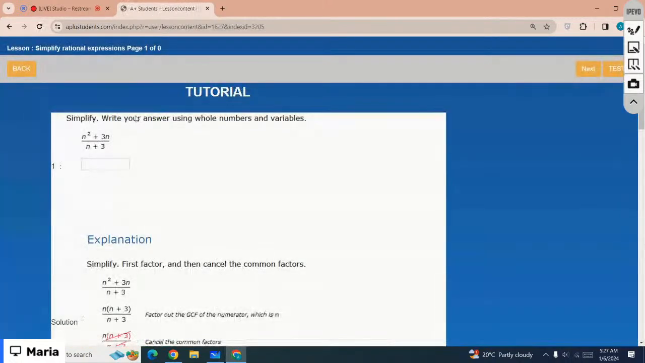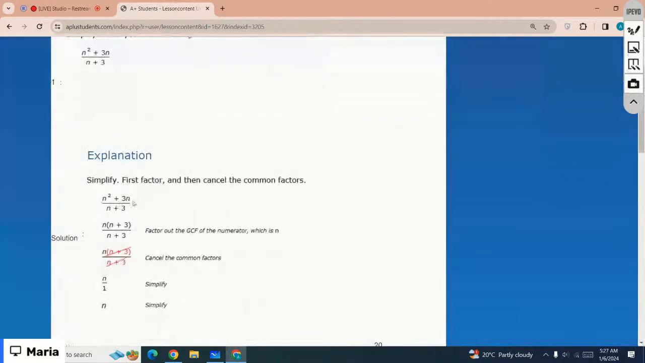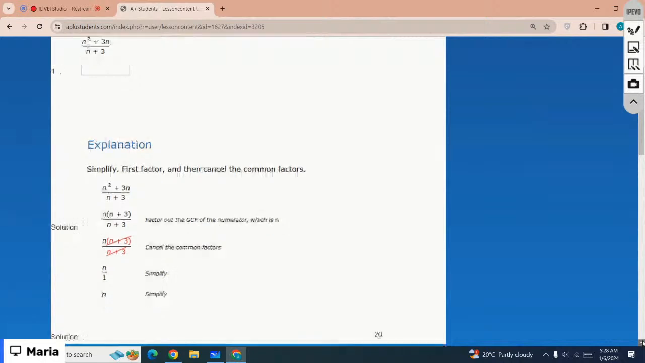Okay, the first one is n square plus 3n divided by n plus 3. You have to evaluate, right? So we can take n common from the numerator, and you are left with n plus 3. So in the numerator and denominator, you have n plus 3, n plus 3, so they can cancel out each other, and you are left with just n, right?